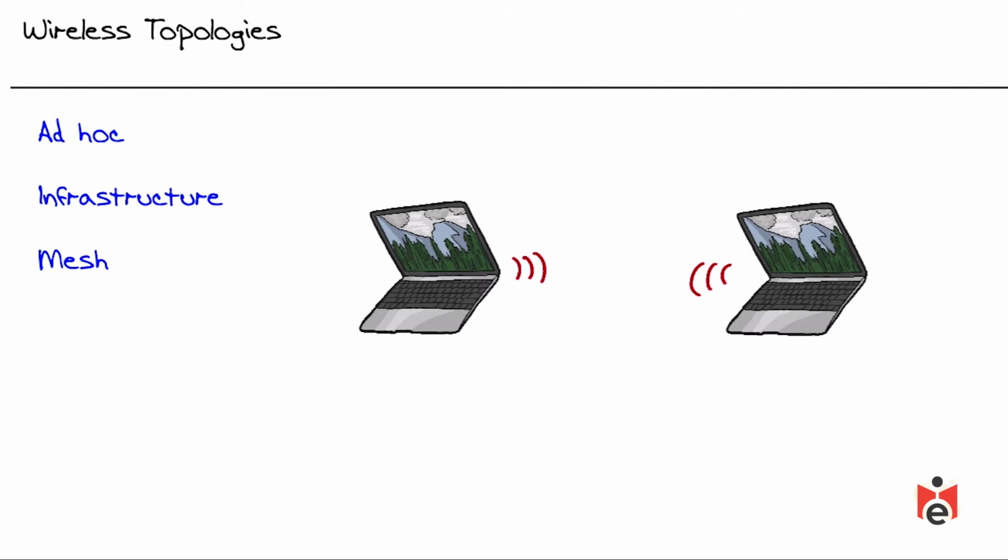You might occasionally see an ad hoc network referred to as an IBSS. That's an independent basic service set. And the key word there is independent. There is no device that is controlling these wireless communications.